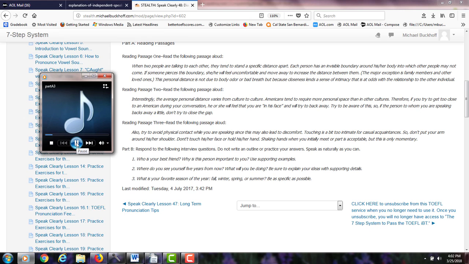Also, try to avoid physical contact while you are speaking, since this may also lead to discomfort. Touching is a bit too intimate for casual acquaintances.